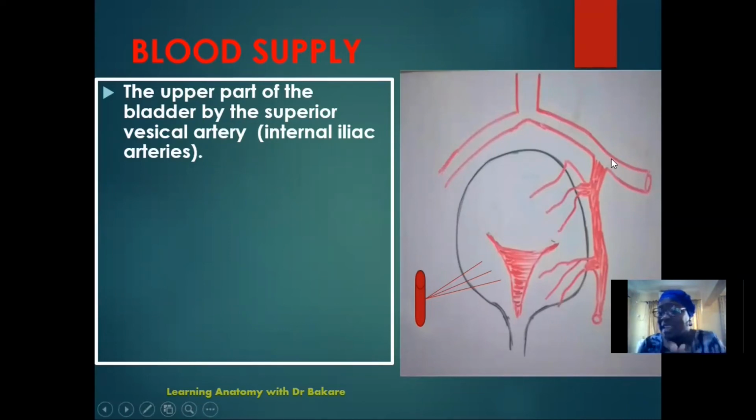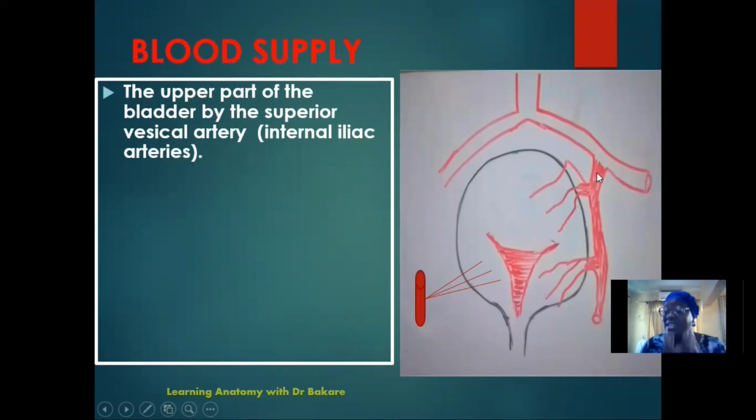The common iliac artery will further subdivide into the internal iliac and the external iliac, and that is why they are called the common iliac artery. So the common iliac artery on this side will further subdivide into the external iliac artery, which goes down to supply the lower limb, and the internal iliac artery, which enters into the pelvic cavity to supply the pelvic viscera. So this is the internal iliac artery.